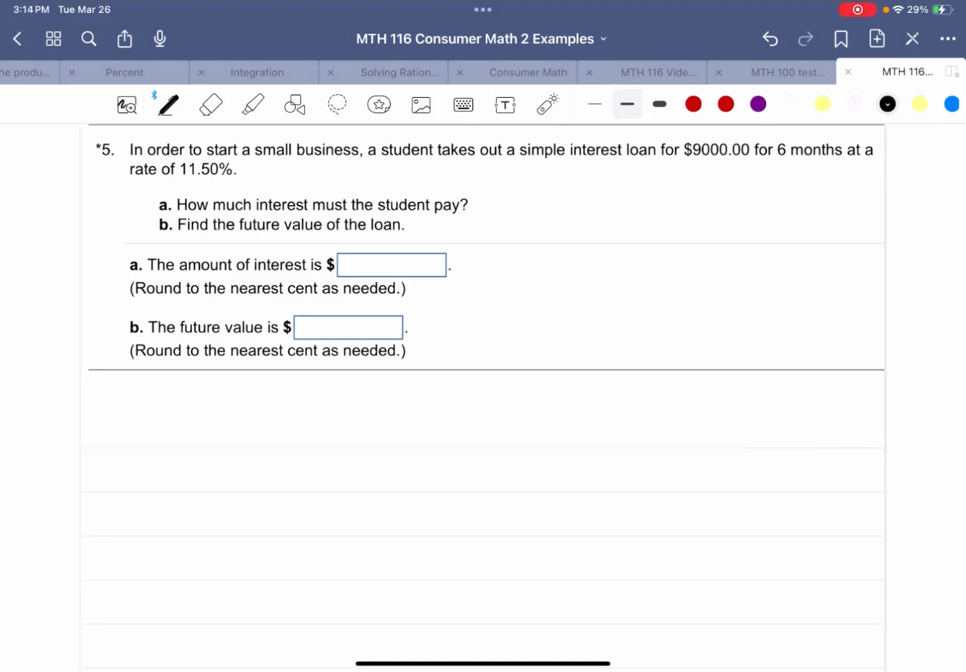Example 5. In order to start a small business, a student takes out a simple interest loan for $9,000 for 6 months at a rate of 11.5%. How much interest must the student pay, and what is the future value of the loan? In other words, what's the total to be paid back?